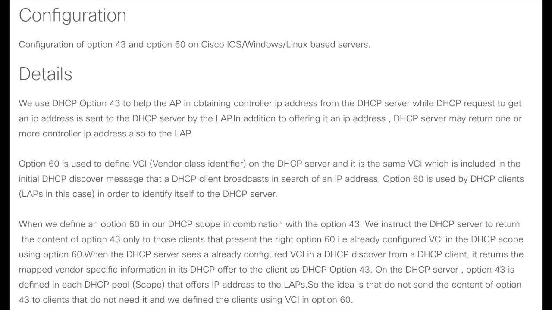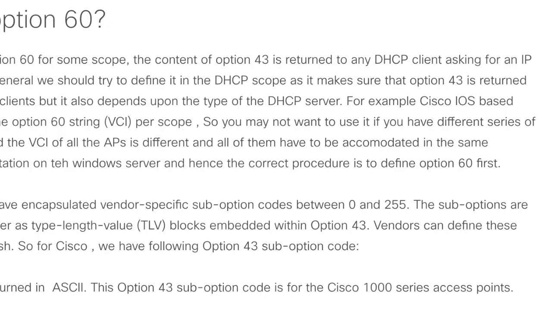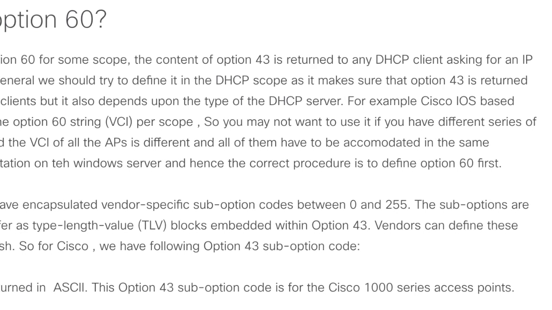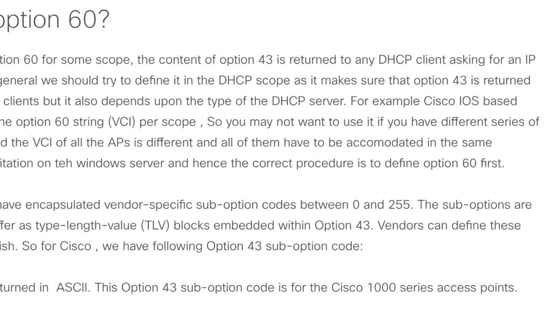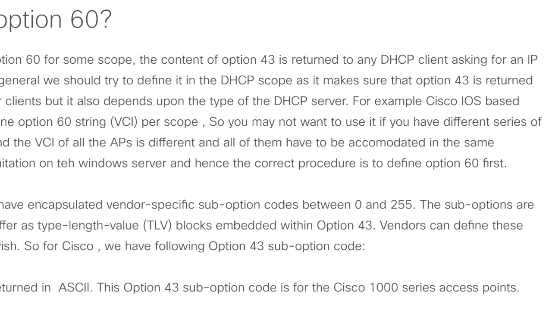On the DHCP server, option 43 is defined in each DHCP pool, that is the scope that offers IP addresses to the LAPs. So the idea is not to send the content of option 43 to the clients that do not need it, and we define the clients using the VCI in option 60. Do we need option 60 is the question. If you do not specify an option 60 for some scope, the content of option 43 is returned to any DHCP client asking for an IP address in that subnet.